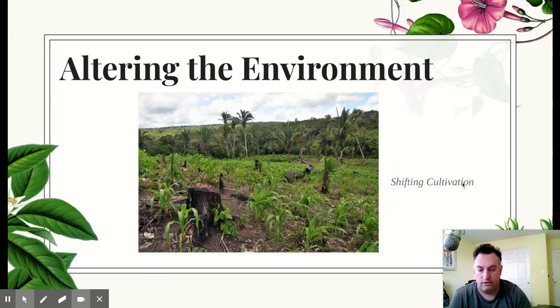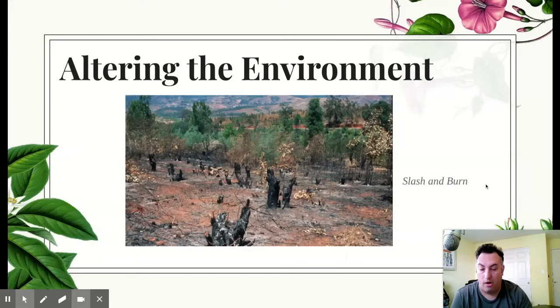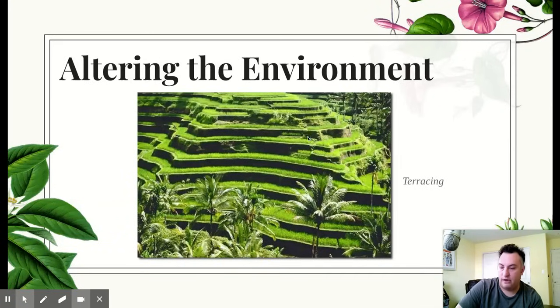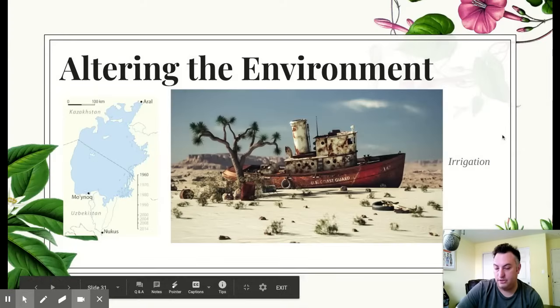All right. Let's talk about some ways in which agriculture alters the environment. We talked about shifting cultivation already. Sometimes that results in slash and burn farming. And unfortunately, that results in a lot of deforestation. So we're seeing land cover change. We're seeing how the earth is covered shifting as a result of that, which can have adverse effects on the environment. Another example is terracing. It looks really beautiful, but there's a lot of energy that's spent in making the landscape look like this.